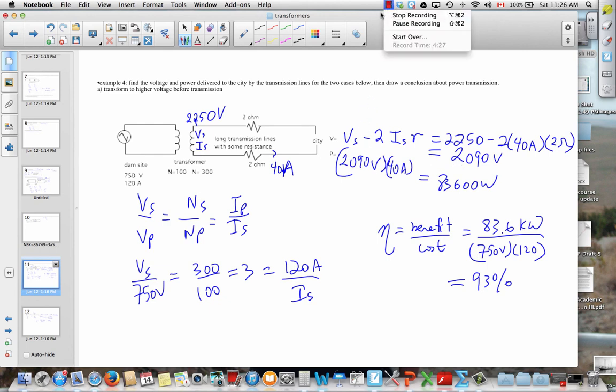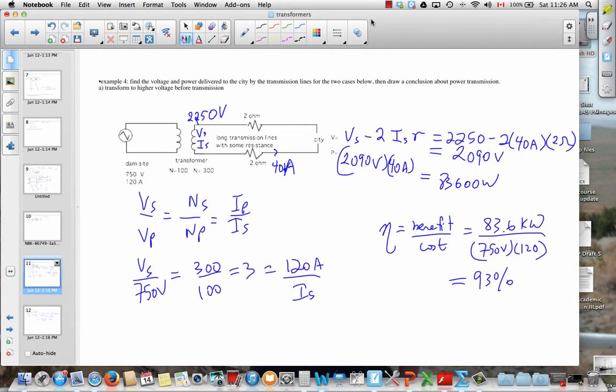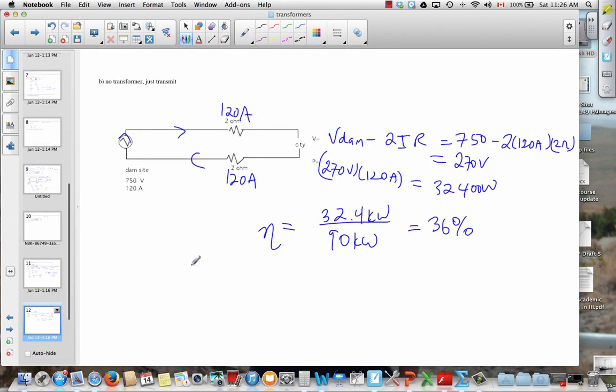So that's it for transformers and transmission lines. We've got then the transformer equation, and we've got its application to the transmission line problem. So this is the transformer equation. This is the transmission line analysis.